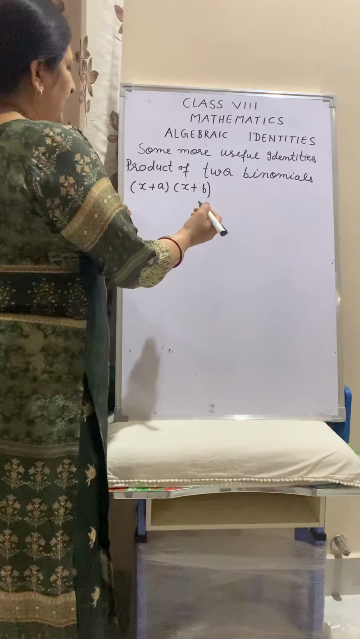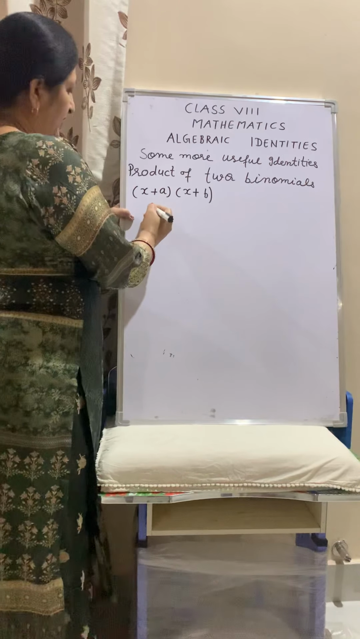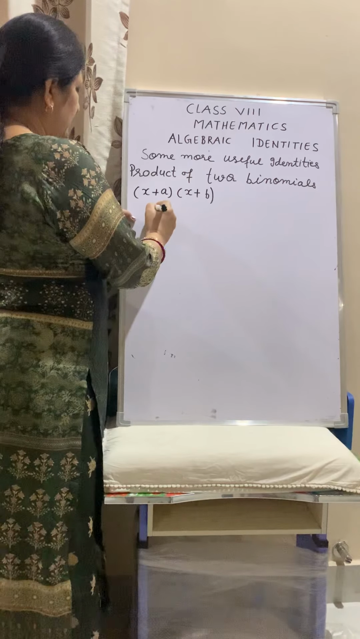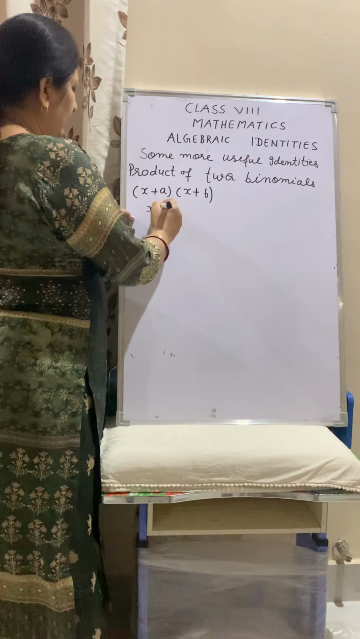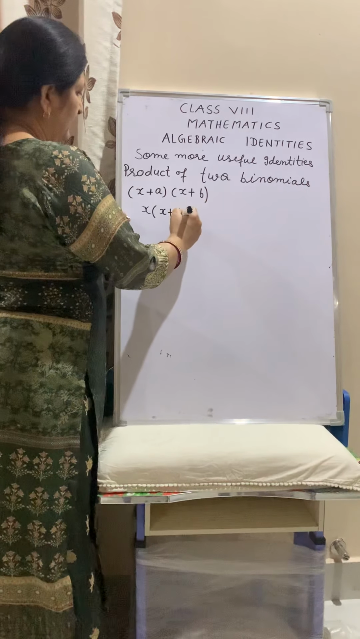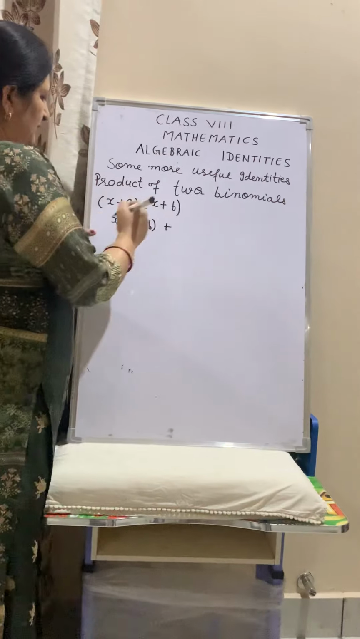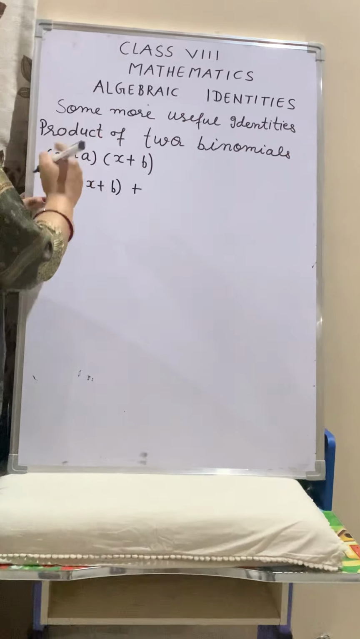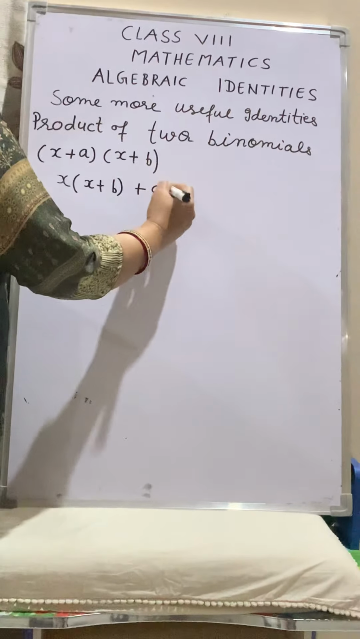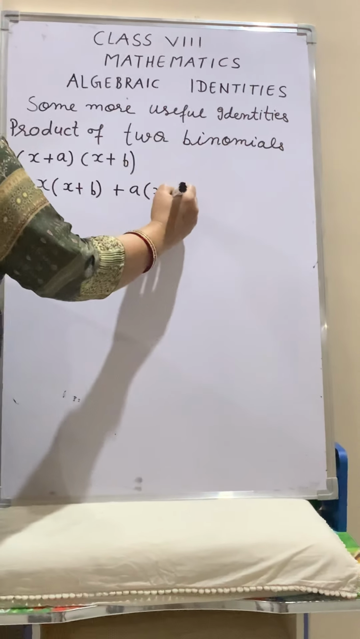If we multiply x plus a and x plus b, we can write the first term of the first binomial x. We will multiply x with the second binomial x plus b, plus we will write the second term of the first binomial a and we will multiply it with the second binomial x plus b.